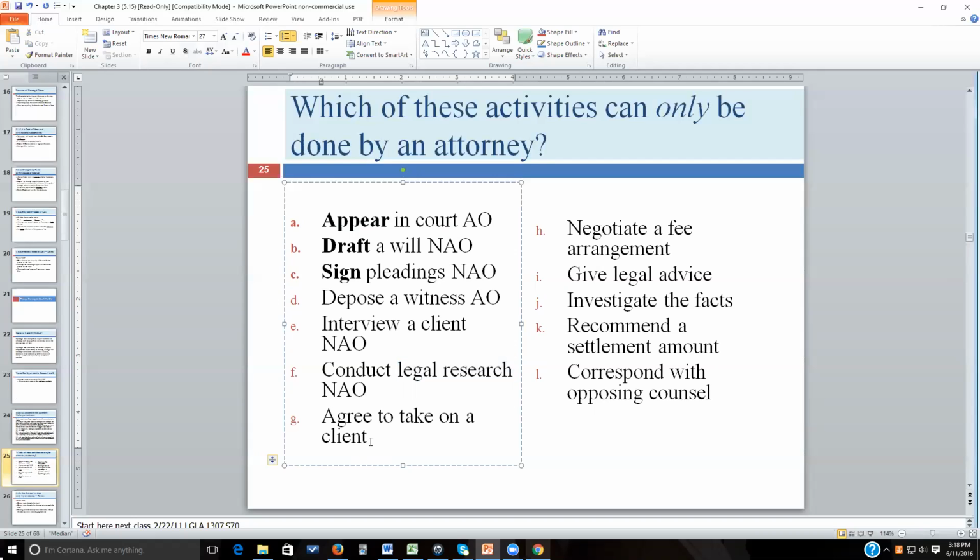Agree to take on a client. This is an attorney-only function. The attorney-client privilege, of course, the attorney-client relationship requires, guess what? An attorney and a client. No big surprise there. And only the attorney and the client can establish the relationship. Because the paralegal is neither the attorney nor the client, the paralegal cannot establish the relationship.